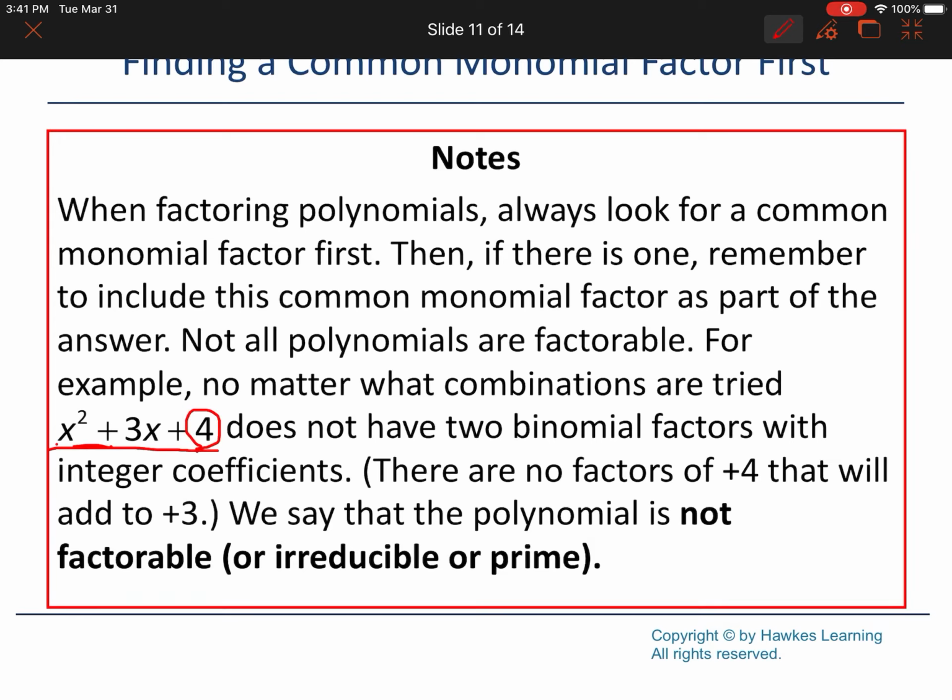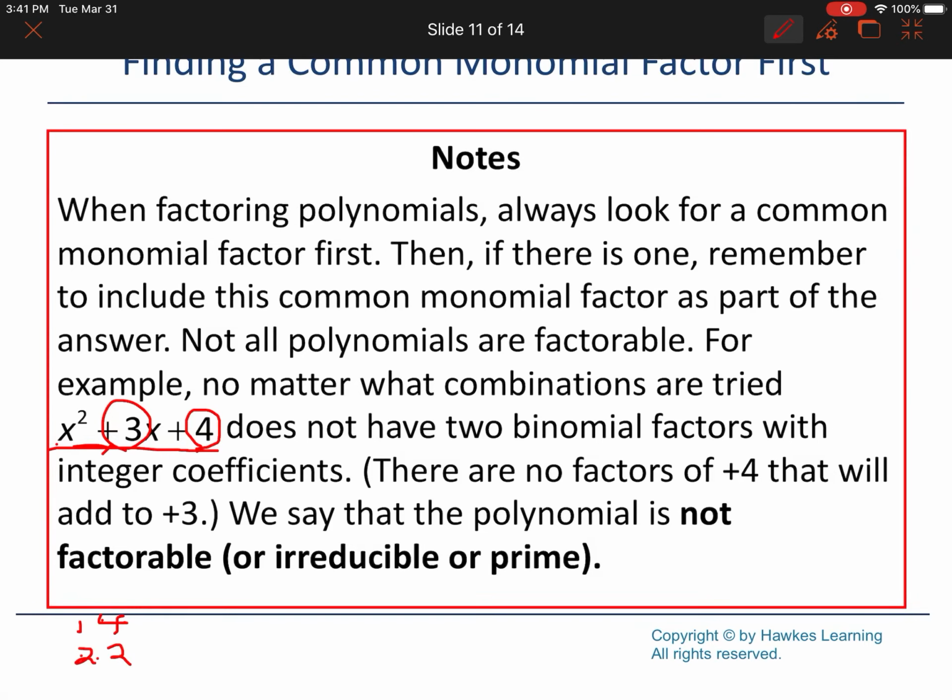So they give this example, and let's look at the factors of 4, and it's positive, so they have to be positive, right? So we have 1 and 4, or 2 and 2. So 1 and 4 add up to 5, and 2 and 2 add up to 4, so nothing adds up to 3, and there's no other way to get a 4. So this is not factorable.